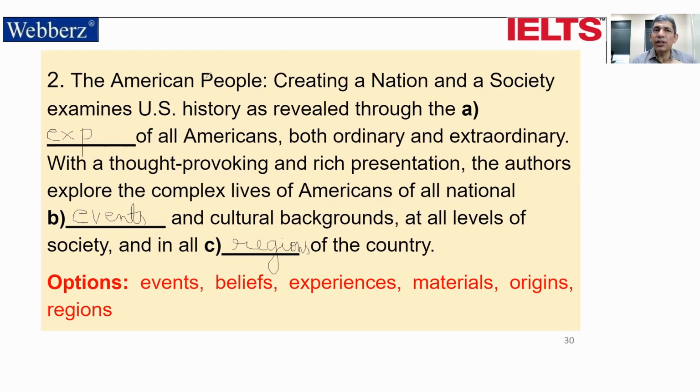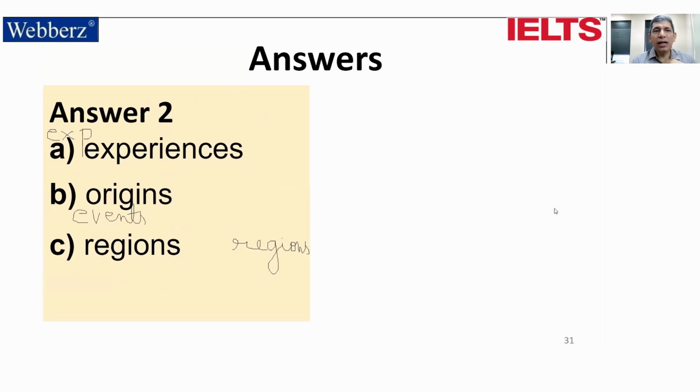I'm not going to tell you which is correct. We will see the answers and then come back to it. The first answer is experiences, second is origins, and third is regions. So basically, you got the first one correct, and then you got the second wrong, and the third is correct. So let us analyze this. What went wrong here? We need to analyze this.